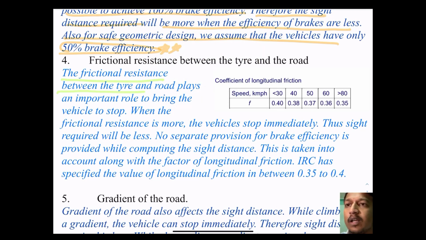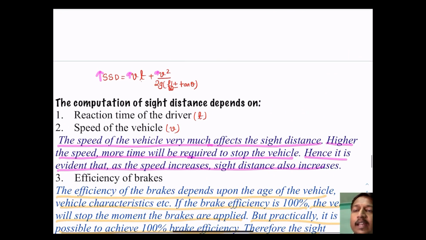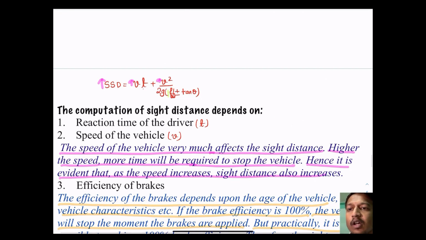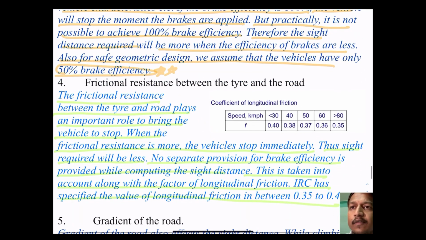Fourth is the frictional resistance between the tire and the road. The frictional resistance between tire and road plays an important role in bringing the vehicle to a stop. When the frictional resistance is more, the vehicle will stop immediately. Thus, the sight distance required will be less. No separate provision for the braking efficiency is provided while computing the distance. So if we talk about f into b, when braking efficiency is more, the SSD, the sight distance required, will be less. So f into b is equal to a constant.